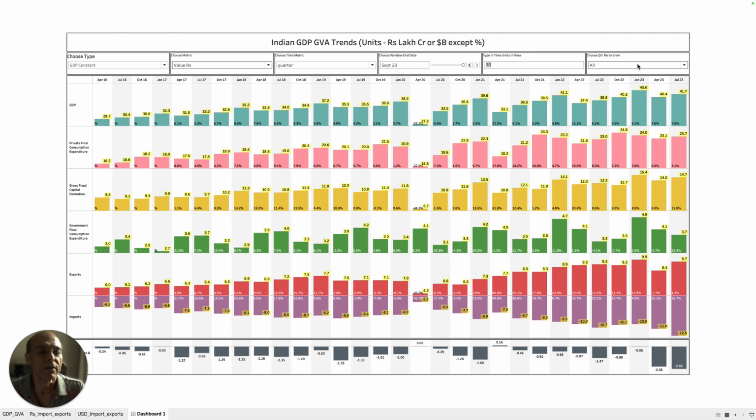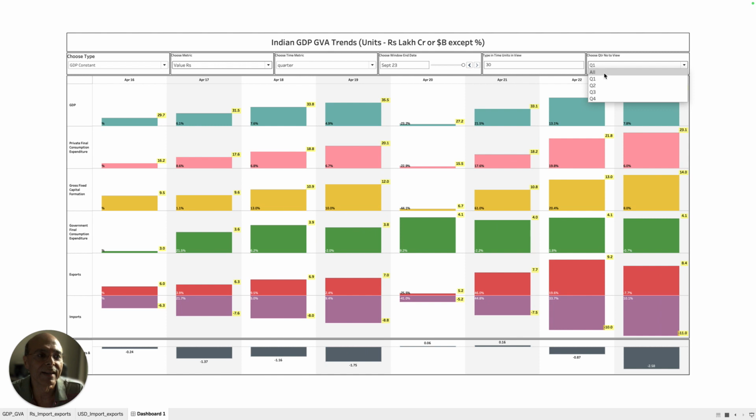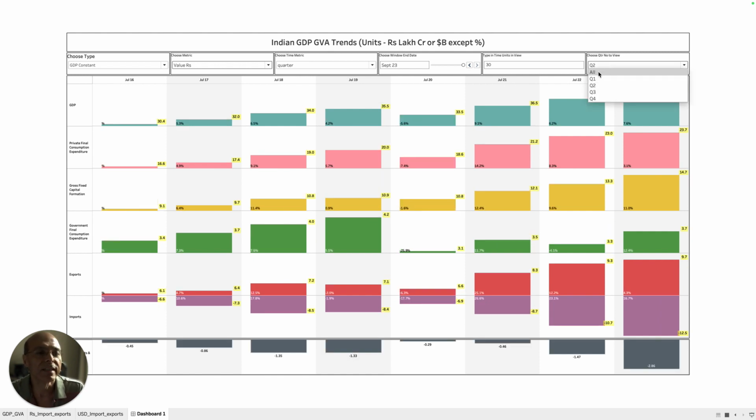And then if you want to zoom in to a particular quarter, you can use this menu and choose a particular quarter. Let's say if you want to zoom in for quarter number 1, you can choose quarter number 1, and the graph will get zoomed into quarter number 1. Or if you choose quarter number 2, it will get zoomed into quarter number 2, right? Which gives us some ability to look at what the trends are and what is likely to be in future.